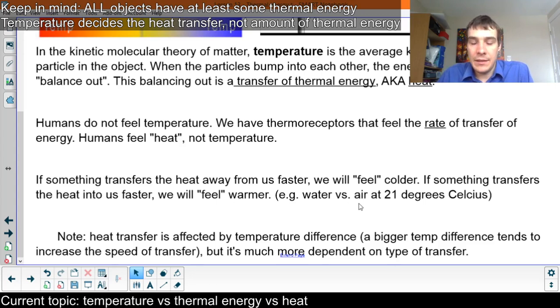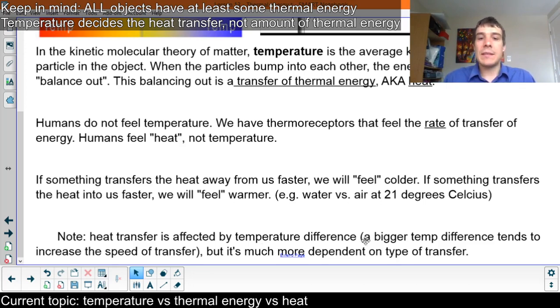Same thing for saunas. A typical sauna is like 80 degrees Celsius. So you sit in there and you feel kind of warm. But you wouldn't want to jump into a pool that's 80 degrees Celsius. That's hot enough to burn you, because water is better at heat transfer: the particles are closer together, so they're hitting you faster, so they transfer the energy faster.